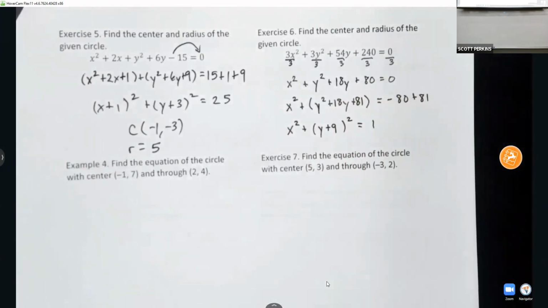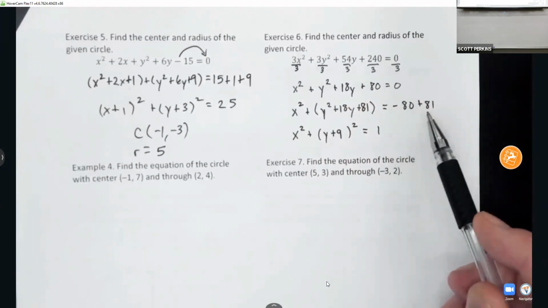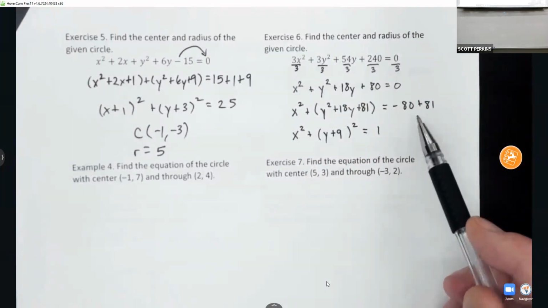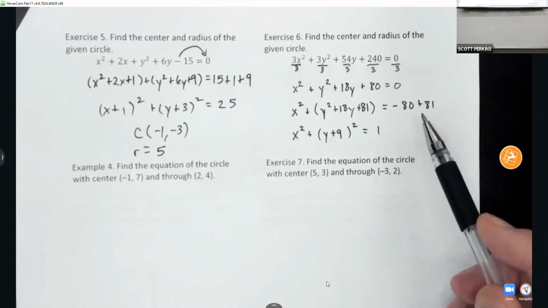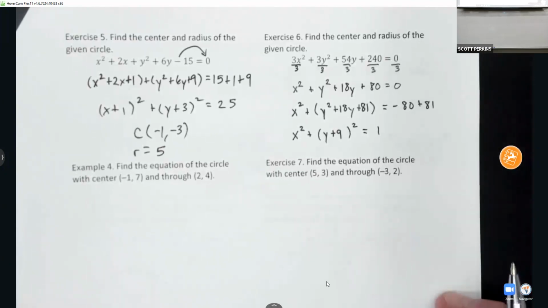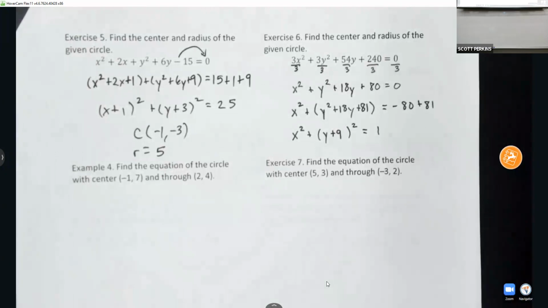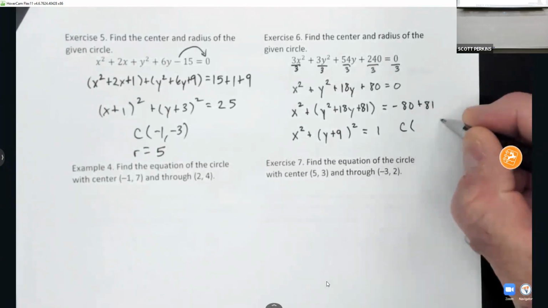A little note, this doesn't happen on my test. If it happens on my MyMathLab, I'm not positive. If you end up with a negative number over here when you've completed the square, then it's not a circle. It has to be a positive radius. Otherwise, it doesn't make any sense. I don't plan to give you that situation, but just in case it pops up on the homework, you never know.